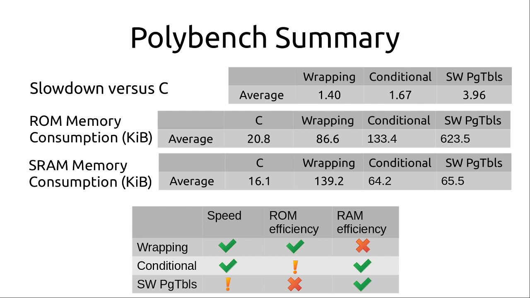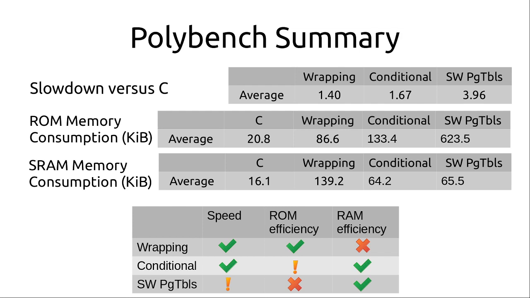slower. So summarized at the bottom, we see that wrapping is the fastest and relatively competitive to C, whereas conditional is fast, though not quite as competitive, whereas software page tables are relatively slow. I did not put this as a red X, which denotes bad, simply because if we compare versus some of the interpreters, software page tables compare pretty favorably.